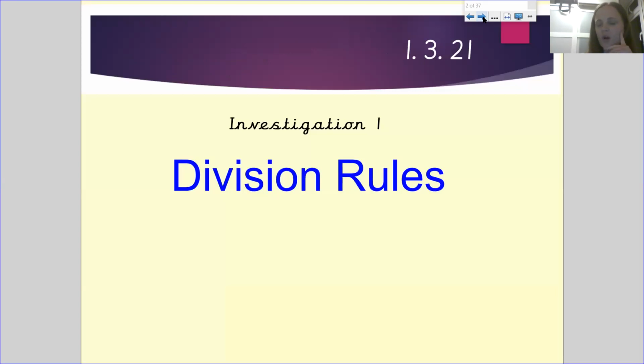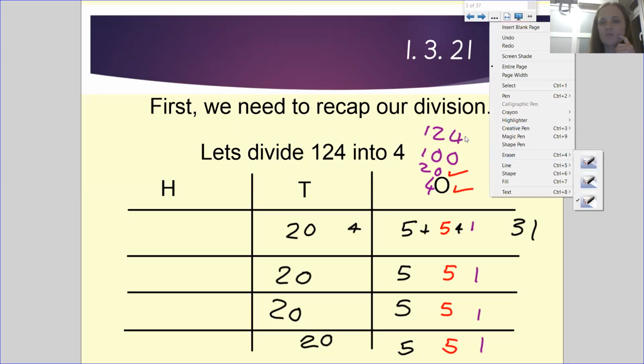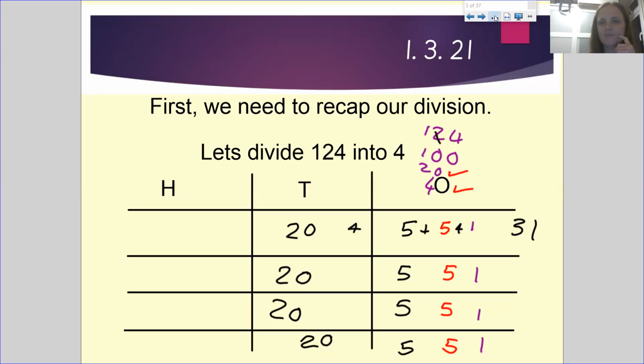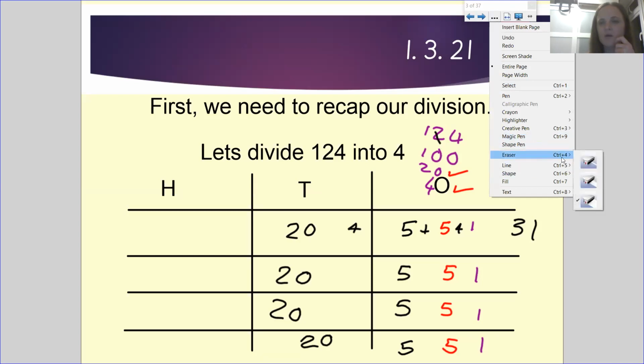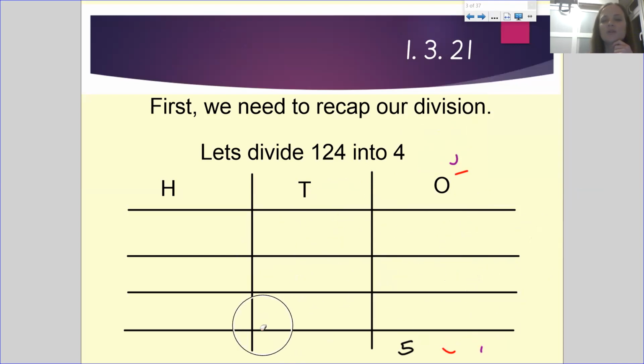Right, as mentioned before, we're going to be looking at division rules in our first investigation. So if we have a look, and let me just erase this. This was what I worked out for us earlier. It is asking us to recap what we know about 124 and dividing it by 4. So the question that has been posed to us is the following. They're saying, let's divide 124 into 4 equal groups. So we have 124 divided by 4.